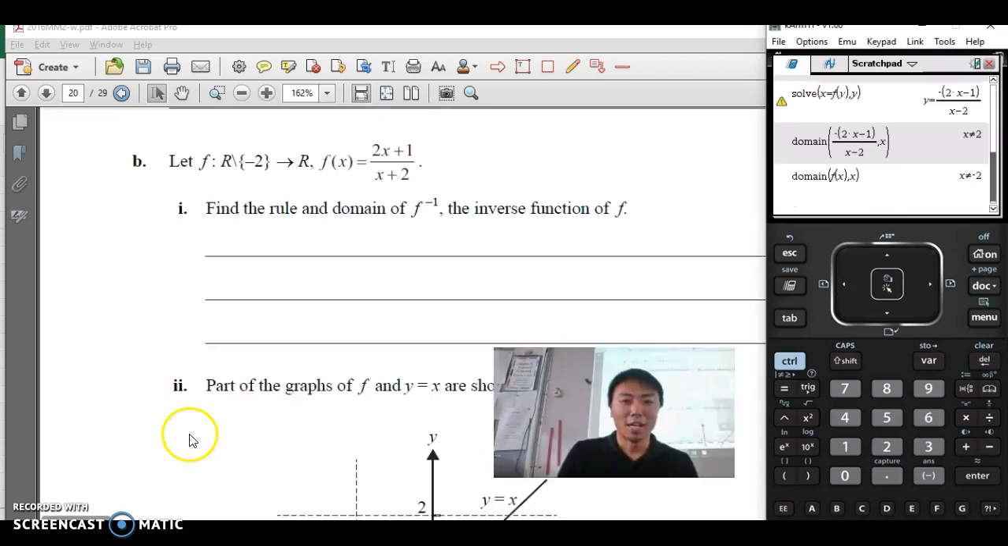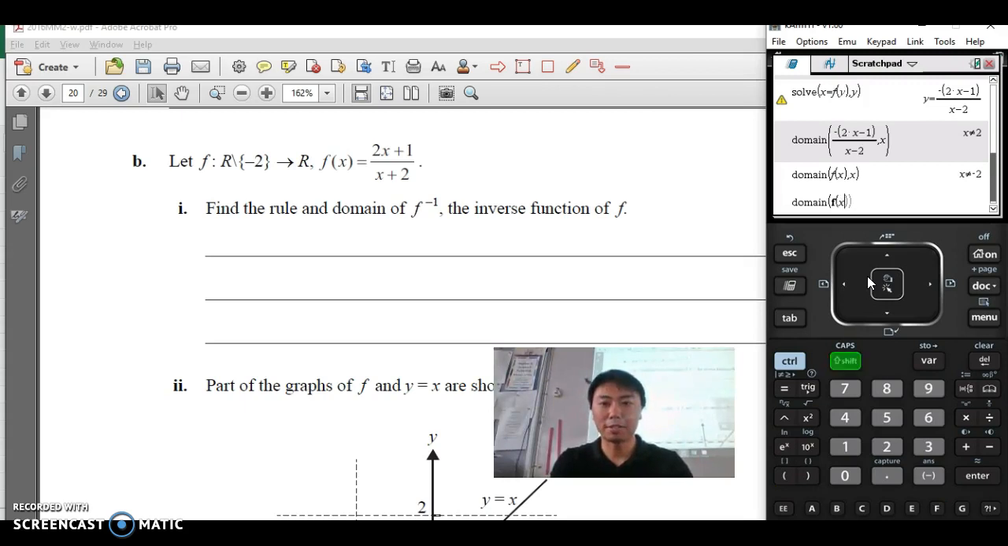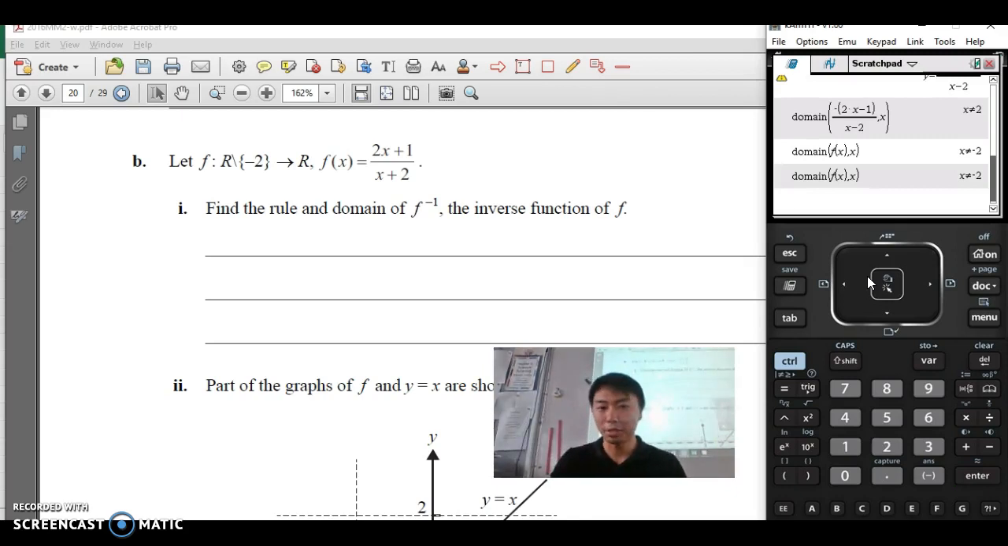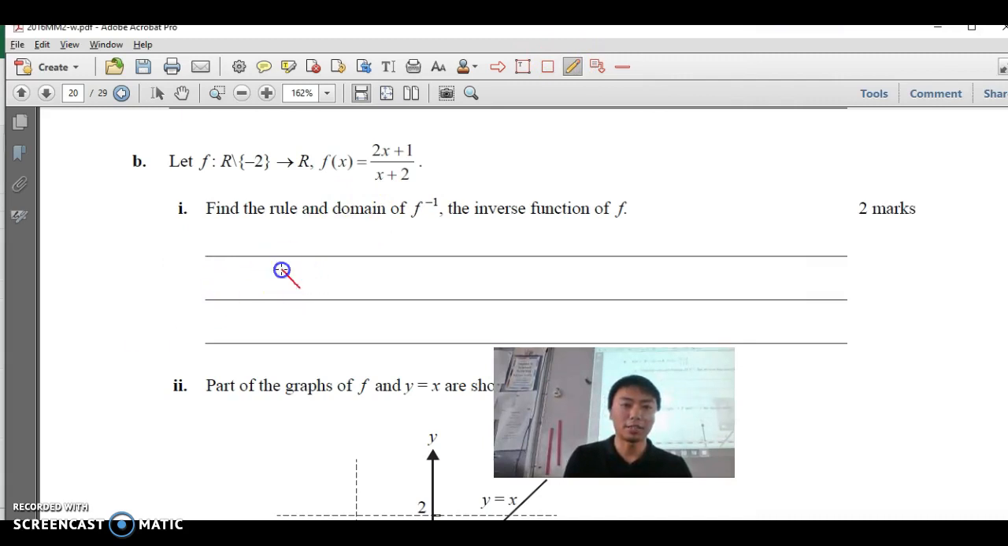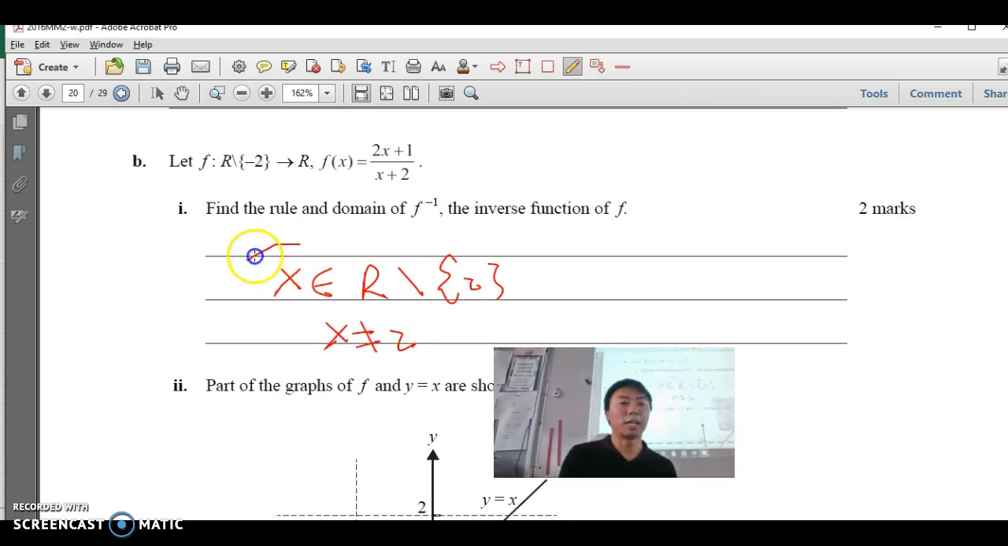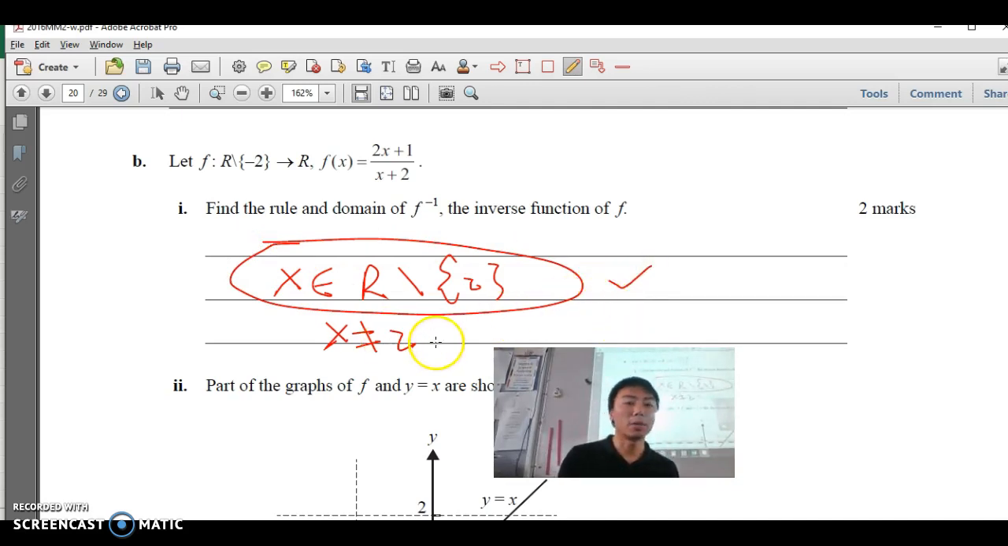For the domain, you can just type domain in your calculator and then put in f(x), because you've already defined it. Make sure you add comma x to get the answer, which is x not equal to -2. You can write the domain as all real numbers but not 2. Or you can just write x cannot be 2. It's the same, but this will be more clear, and I think they will expect this more.